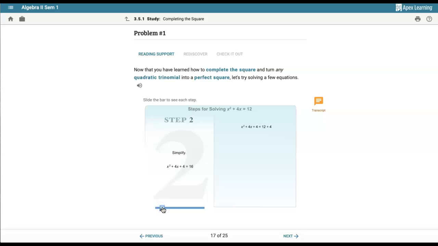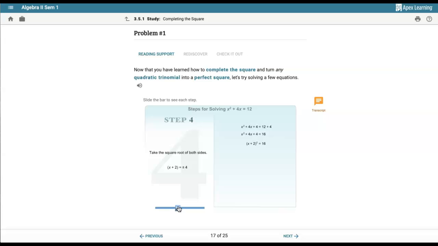Okay, I'm going to add 4 to both sides. Then I'm going to simplify by combining like terms. So x squared plus 4x plus 4 equals 16. Now I'm going to factor the left side, okay? And we just told you what it is. It should be x plus 2, right? X plus 2. I've got 2 of those, so this ends up being x plus 2 squared equals 16.